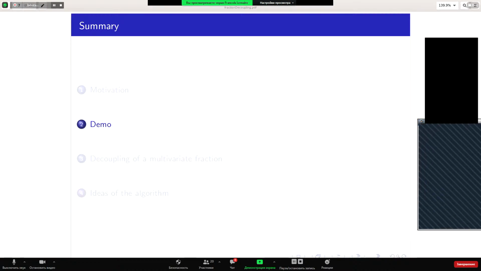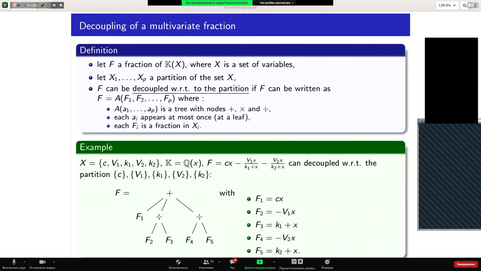So that was the demo. And I can show you now what the algorithm is computing. And this will be the most technical slide of the talk. So I need to explain the definition.